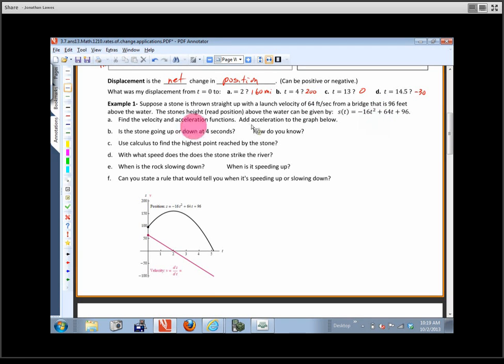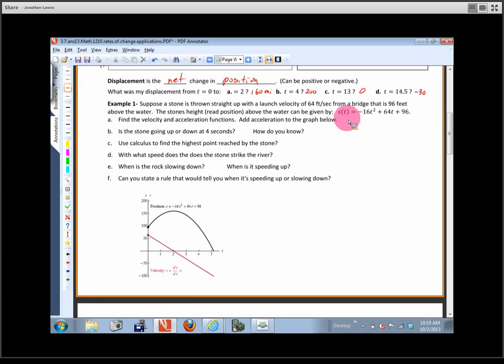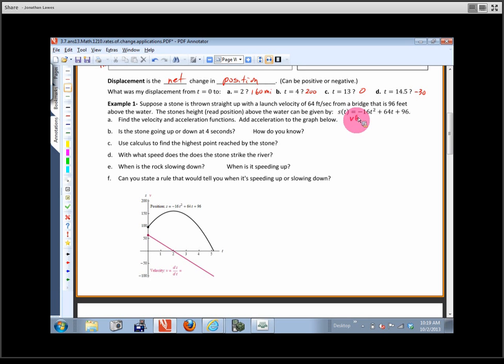Then the stone's height, or we could read that as the stone's position above the water, can be given by this function right here. And it says, find the velocity and the acceleration functions, and then add the acceleration to the graph below. So here's its position function, and we want to find the velocity and the acceleration. The velocity would be the derivative, right? So v of t is negative 32t plus 64. Good there?